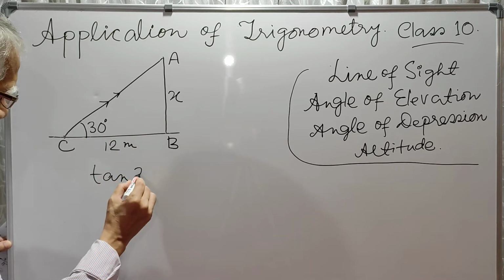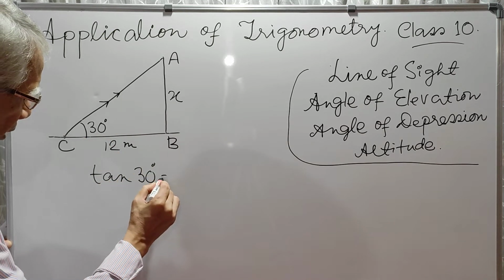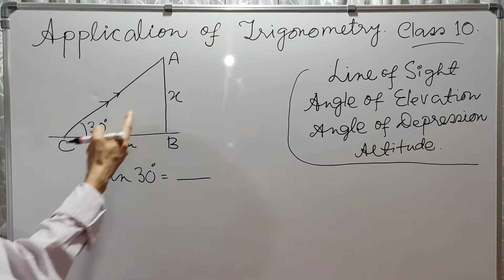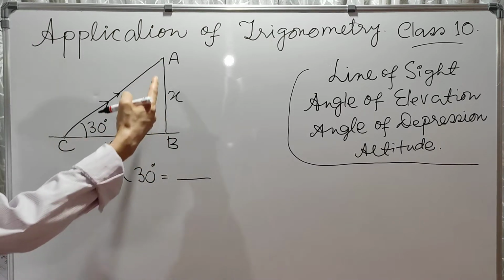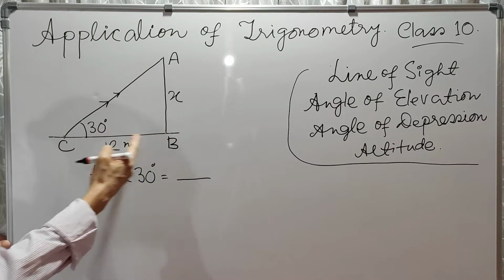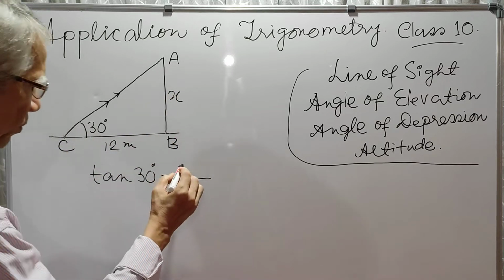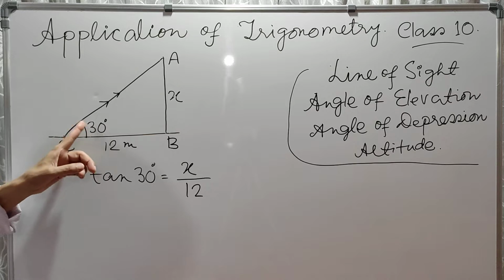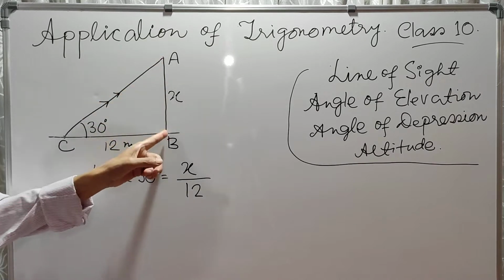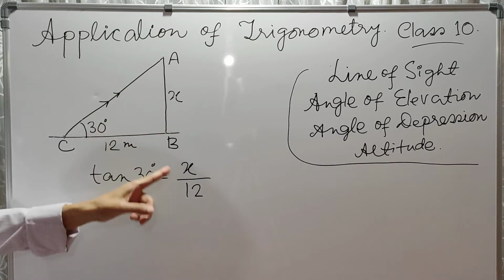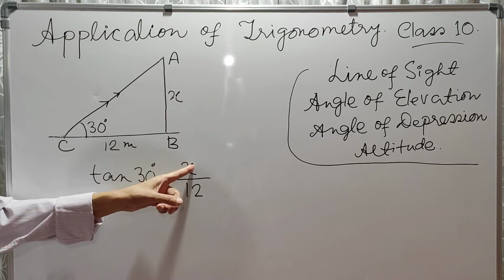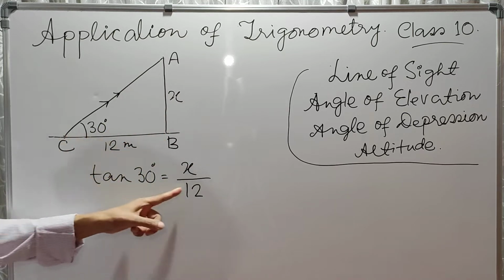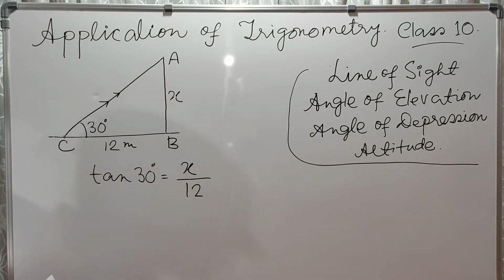So tan of 30 degrees equals tan is what? Opposite by adjacent. So AB by CB. That means x by 12. So tan of this angle is opposite by adjacent. Now opposite we have taken as x. That is what we have to find out. And this adjacent is 12. Now the tan 30 degrees value.